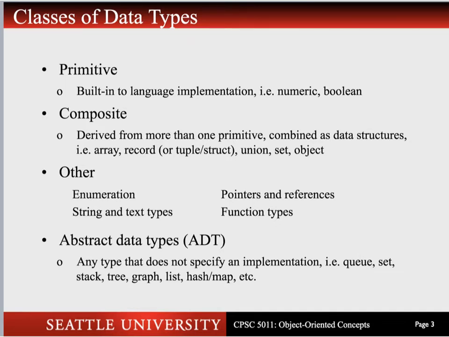We will introduce a record, which is also known as a tuple or struct. The struct is something that is used in C++ and C#, a union, a set, and an object. Other data types are enumerations, string and text types, pointers and references, and function types. And finally, we have abstract data types, which is any type that does not specify an implementation, for example, a queue, a set, stack, tree, graph, list, hash, or map, etc.